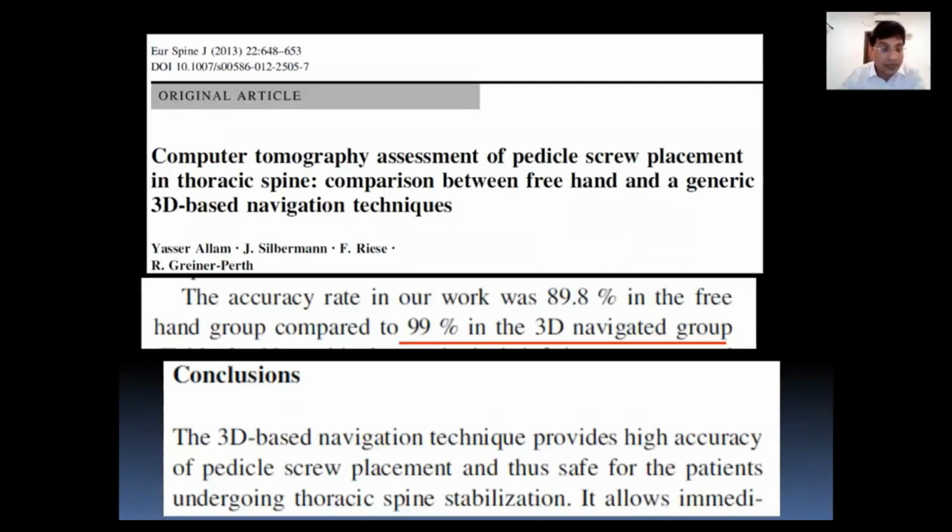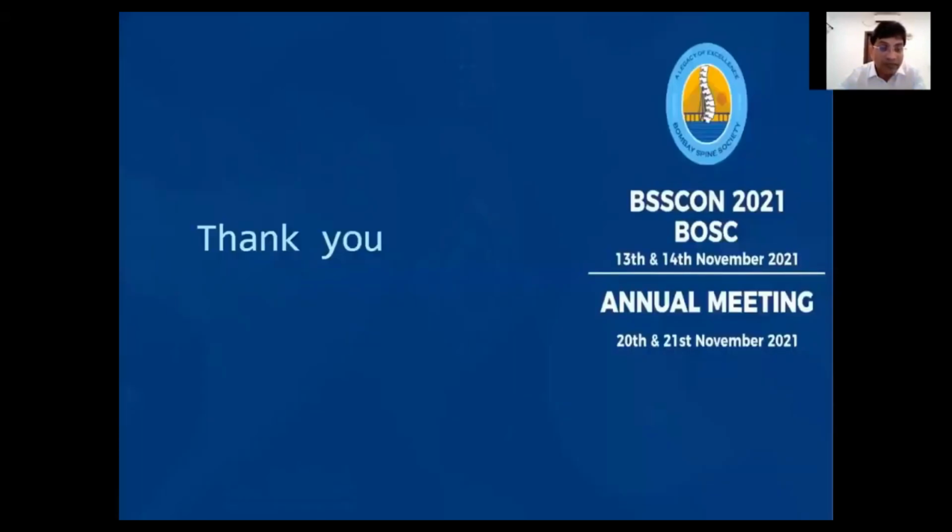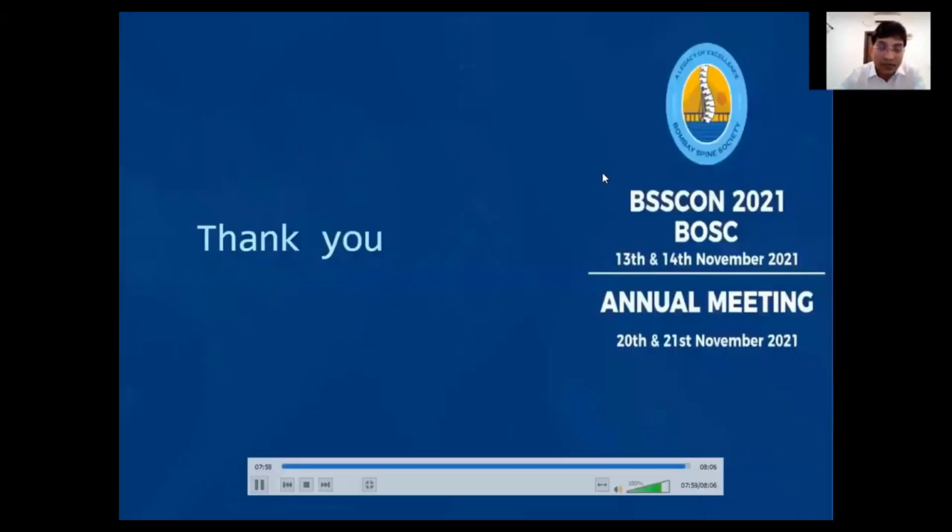There is enough literature to show that the CT scan based navigation is about 99% accurate as compared to the freehand technique. So it's more accurate, more precise, and less radiation. And that's the new way to go.